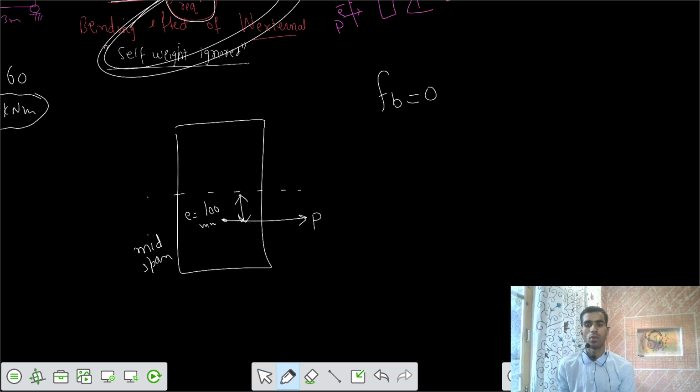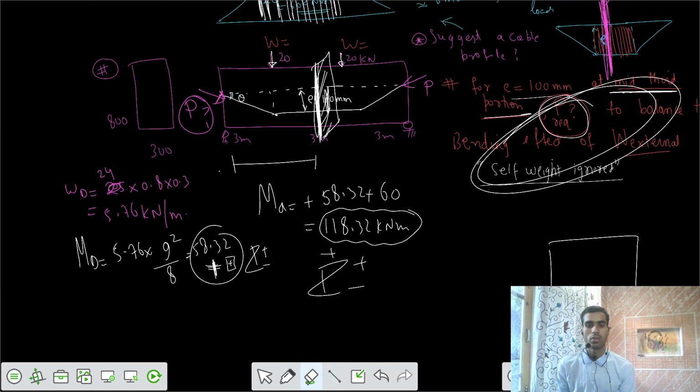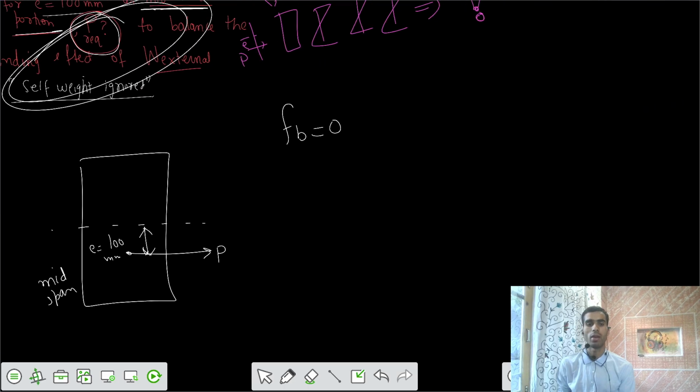No, now we can solve further. Will there be P cos theta, or is it only P? Tell me, is it P cos theta or only P? I think it should be P cos theta only. It should be only P. At this location we have a straight line here, so we can treat it as a P value. We can take it as a P value here.